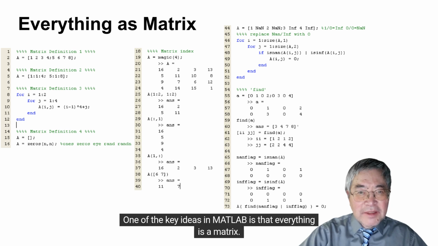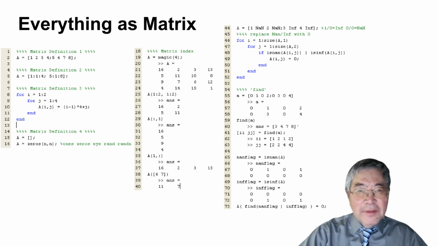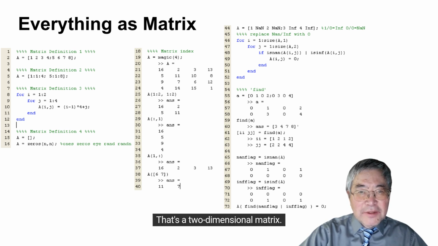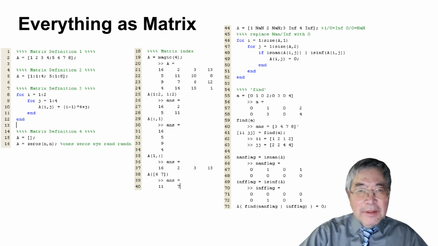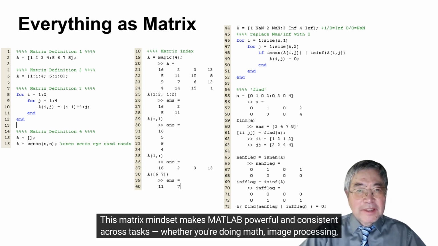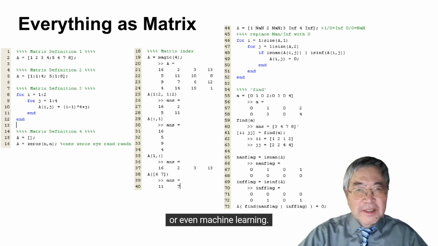One of the key ideas in Matlab is that everything is a matrix. A single number? That's just a one-by-one matrix. A row of numbers is a row vector. A column is a column vector. And an image, that's a two-dimensional matrix. If it's in color, it becomes three-dimensional: width, height, and color channels. This matrix mindset makes Matlab powerful and consistent across tasks, whether you're doing math, image processing, or even machine learning.